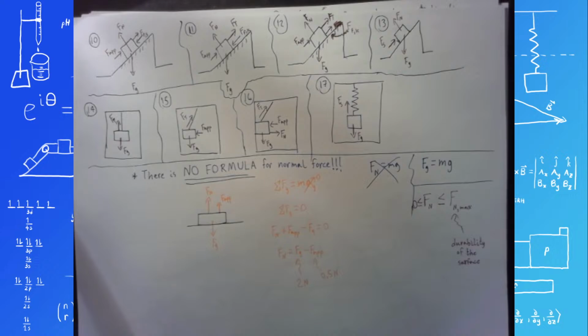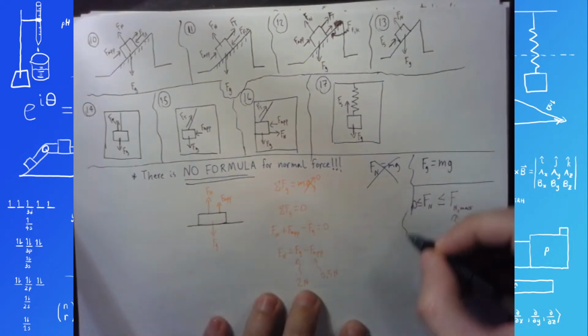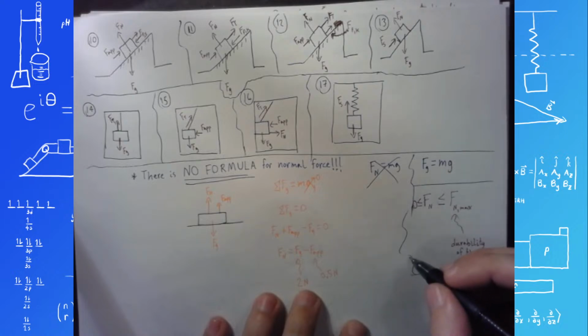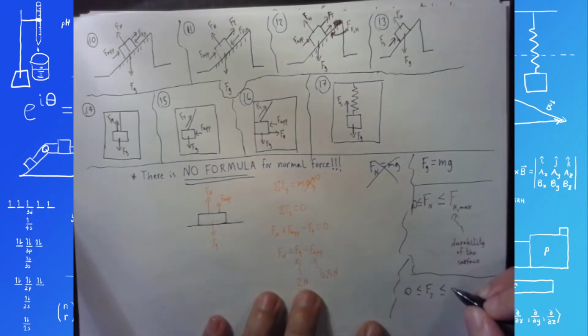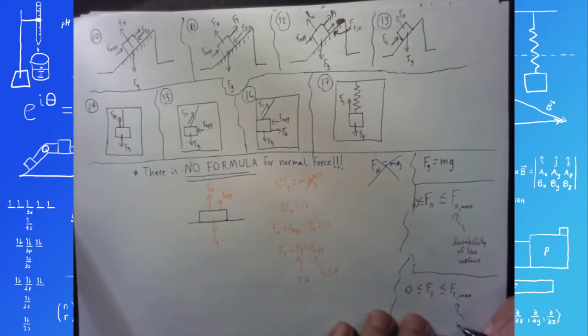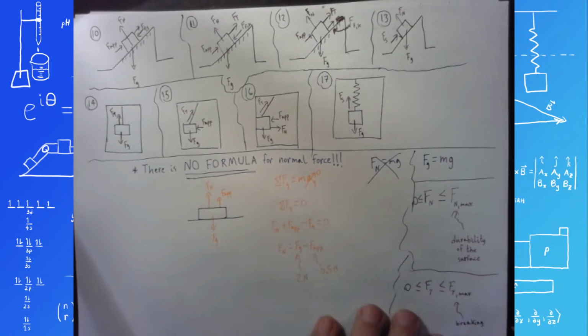So tension force is kind of similar to normal force, except it works in the opposite direction. Tension force also does not have a formula. Tension force also just has an inequality. Tension force falls between 0 and some sort of maximum tension, which again you could call the durability, or sometimes I've heard it referred to as the breaking strength of the rope or chain or whatever, or tensile strength.